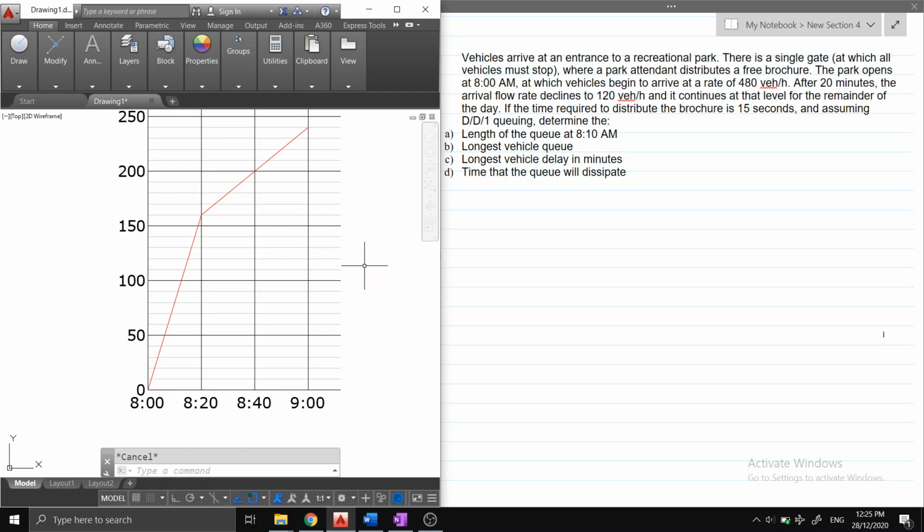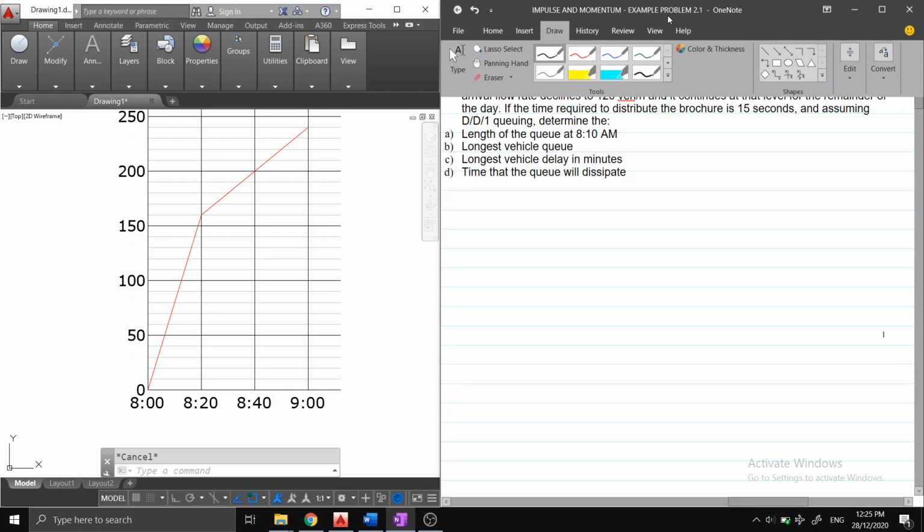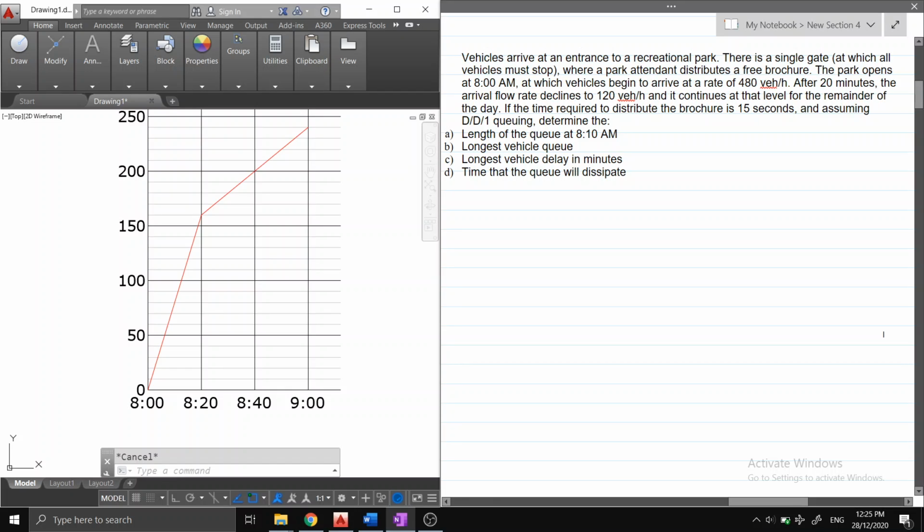And the next step is i-graph naman natin yung ating departure rate. So, the time required to distribute the brochure is 15 seconds. So, for the departure rate, yun lang yung binigay sa atin. Kailangan nating i-compute yung departure rate.